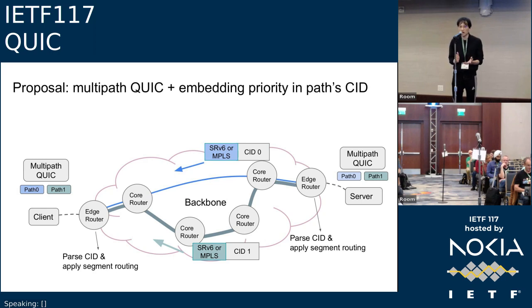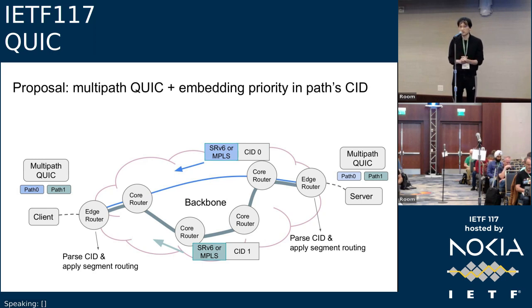In action, you have a client and a server running multipath QUIC. CID 0 here is for the high priority traffic, and CID 1 is for low priority traffic. In order for the server to send traffic on the high priority path, it uses a scheduler to schedule the packet on the high priority path. The edge router will parse the CID and decode the information. It looks at it and sees it's CID 0, so it understands the semantics. It can then apply the traffic engineering policy to the packet.